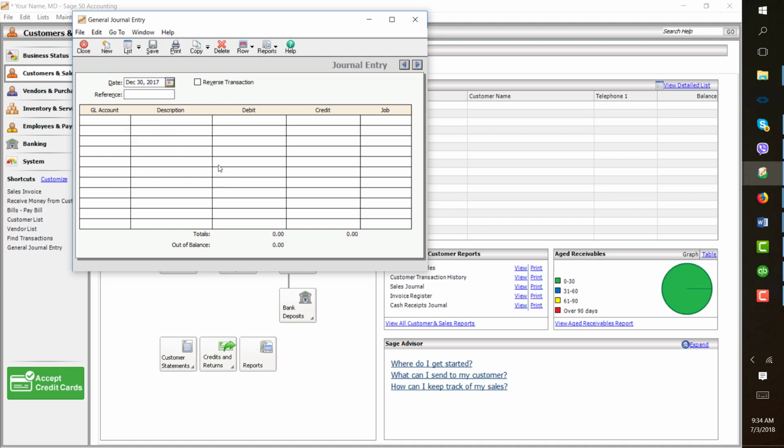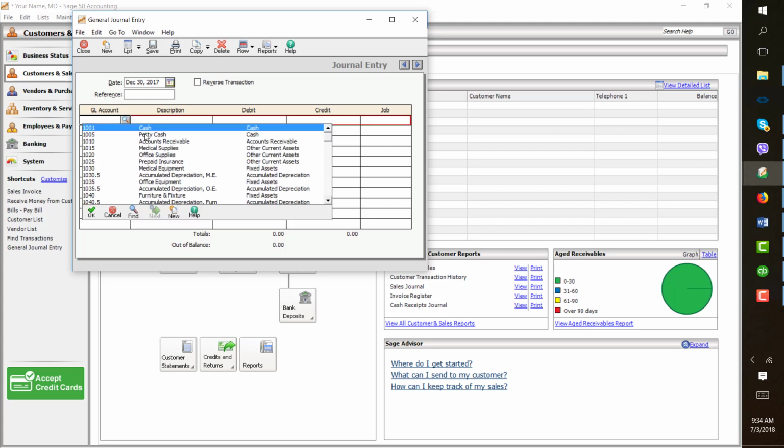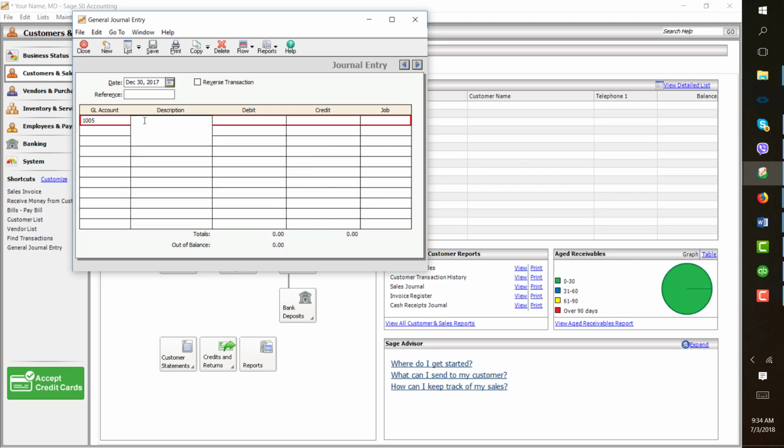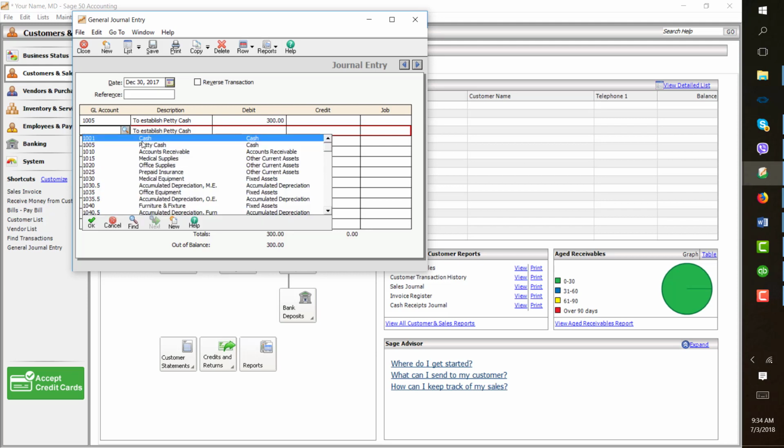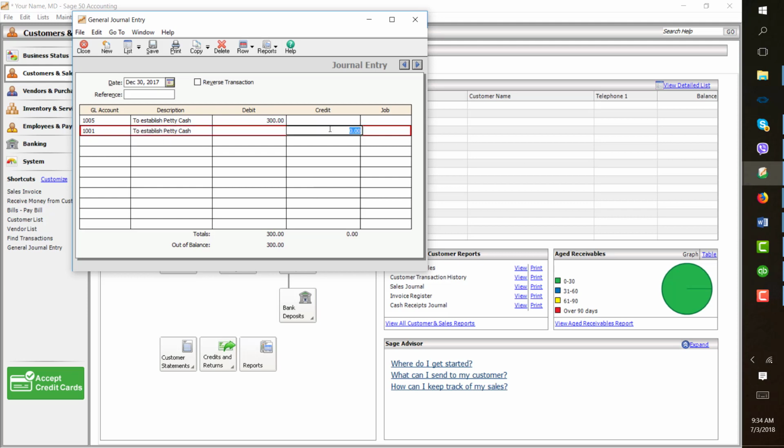On the GL account, it is a debit to the petty cash account, which means you are actually increasing that petty cash. On description, you can say to establish petty cash and enter the $300 amount under the debit column. And your credit will be your regular checking account, which is your cash account. And that is also for the same amount, enter it in as a credit. Remember to save this transaction to complete the posting process.